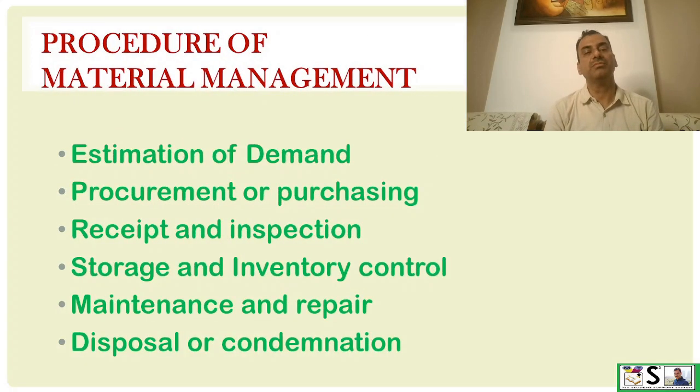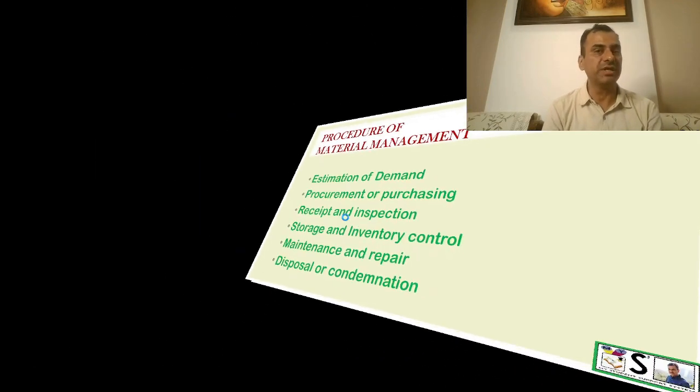Now we will come to the actual procedure of material management. Material management is a systematic procedure starting from estimation of demand, and it includes these six steps or sequence of events. So first of all, estimation of demand, procurement or purchasing, receipt of item and inspection, storage and inventory control, maintenance and repair, and disposal or condemnation of unusable items or obsolete items. Let us discuss them one by one.